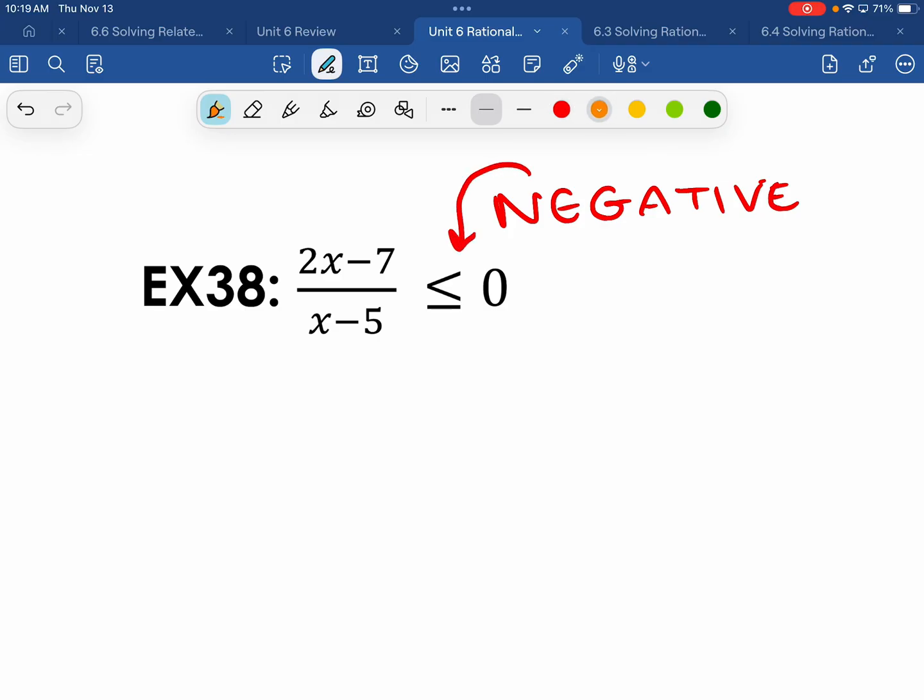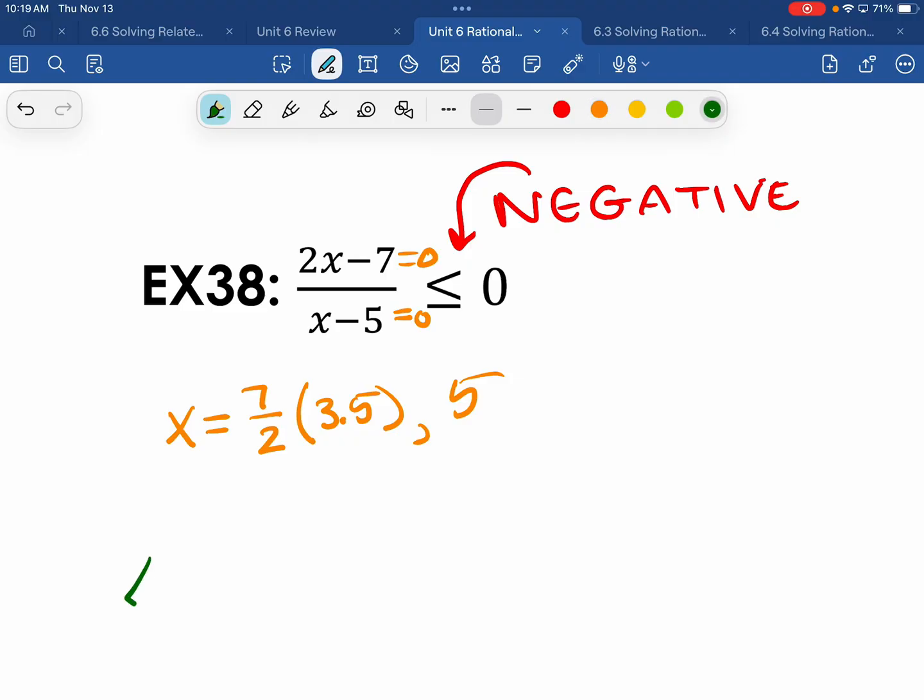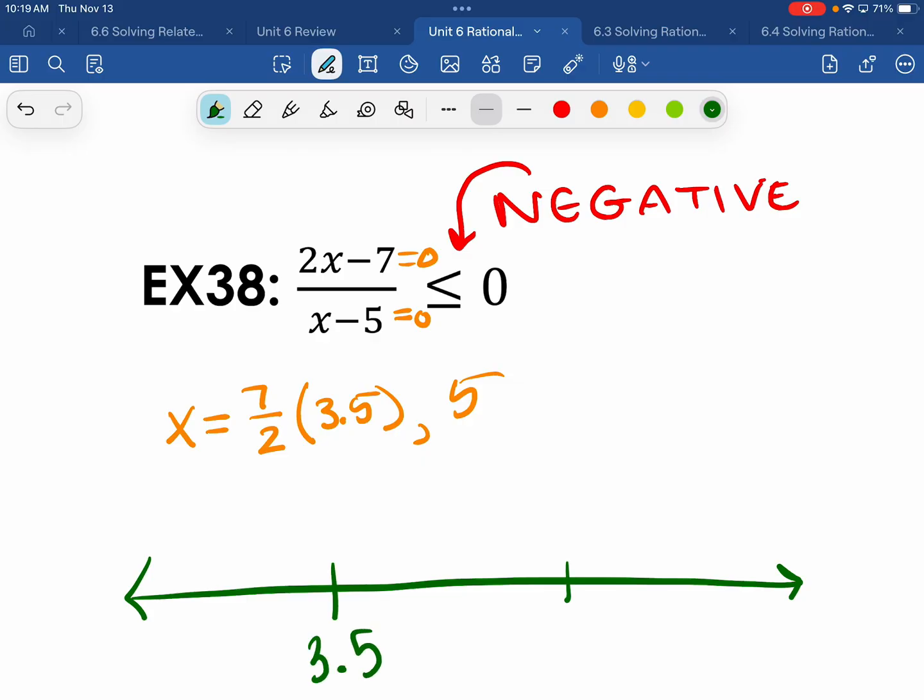my critical points. So I'm going to set the top equal to 0 and the bottom equal to 0, which is going to give me x equals 3.5, or 7/2, which I'm good with a fraction or a decimal. And 5. All right, so 3.5 and 5 on my number line. So those are my critical numbers.